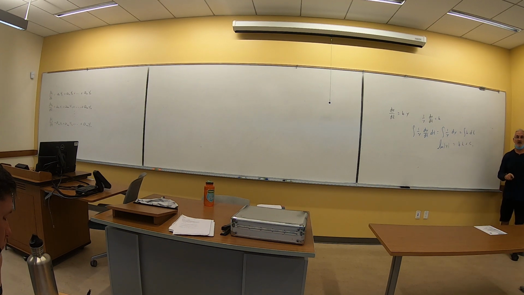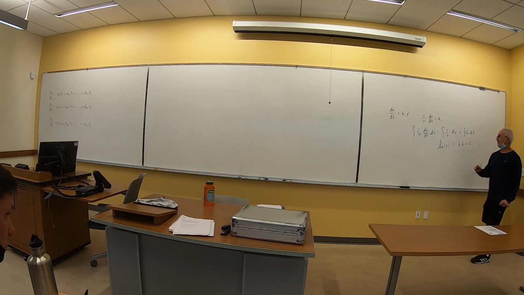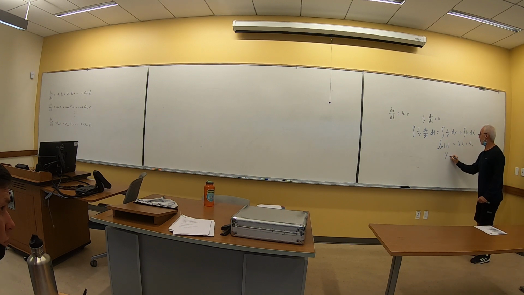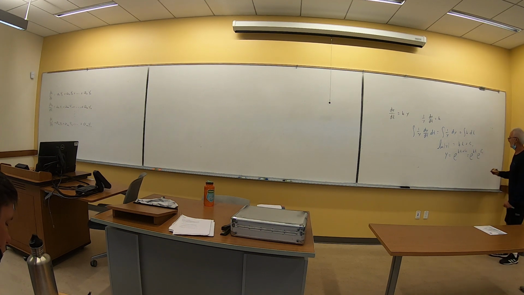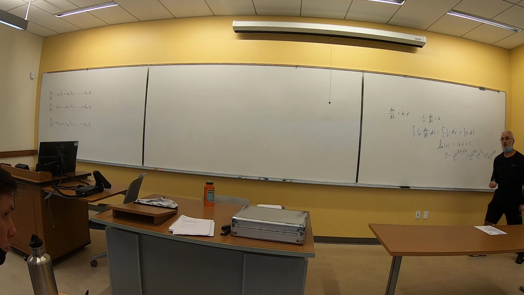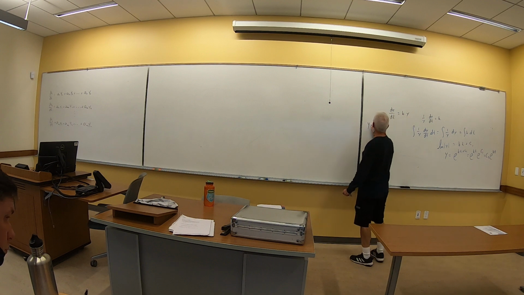Now, y is population, so it can't be negative. So when I exponentiate both sides, I get y as e to the kt plus c1, which is e to the kt times e to the c1, so we just write it as c2 e to the kt. So the solution to this differential equation is y equals c2 e to the kt.